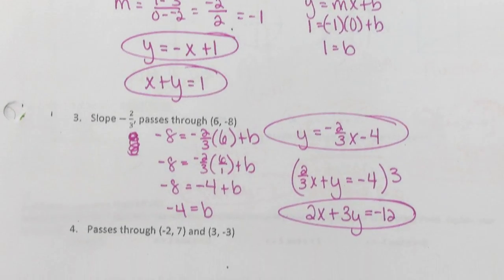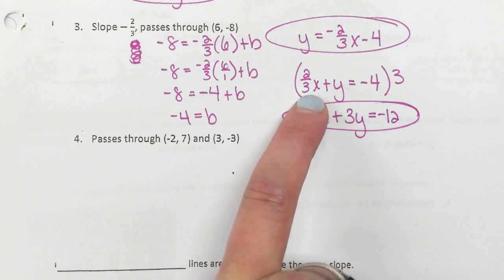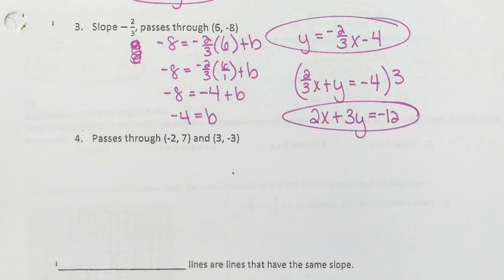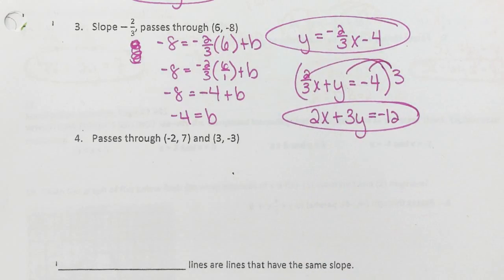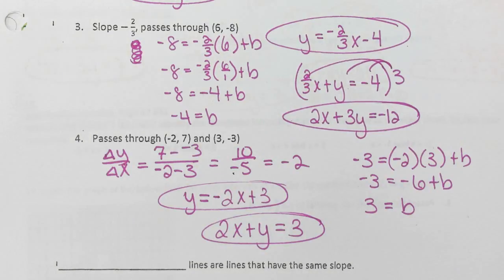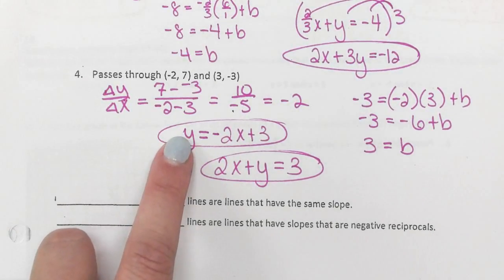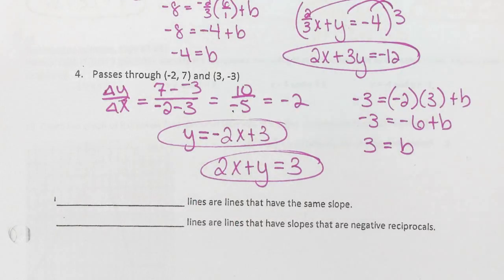Number 3. Check your work on number 3. Remember, with standard form, you cannot have a fraction, so you have to multiply by the denominator, and you have to multiply all 3 of those by 3, okay? Does that make sense? We only got 1 more. Let's look at number 4. Did y'all get that as an answer? That is standard slope-intercept form, and this one is standard form. Y'all okay? All right, last 2.